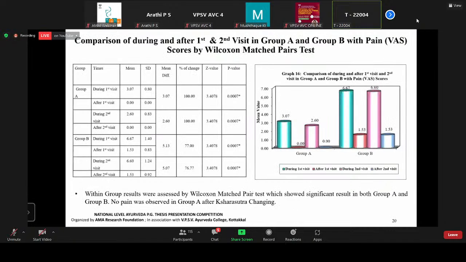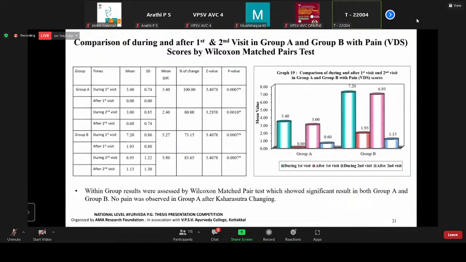Within the group, results were assessed by Wilcoxon matched pair test, which showed significant results in both group A and group B. No pain was observed in group A after Kshar Sutra changing. A comparison of during and after first and second visit in group A and group B with pain VDS score by Wilcoxon matched pair test shows a significant result in both group A and B. No pain was observed in group A after Kshar Sutra changing.